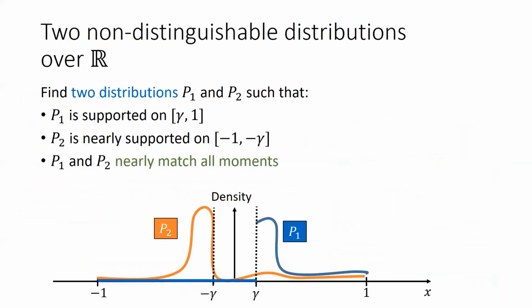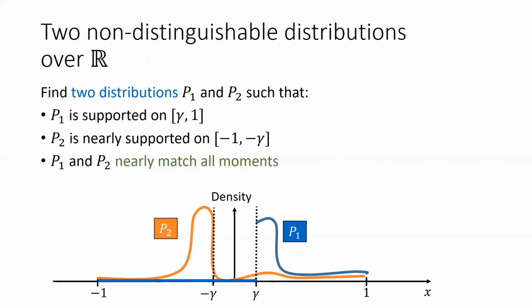Okay, so we'll start by finding two distributions over the real numbers that have two properties that are similar to the previous two properties. So first, their supports are nearly disjoint. And as you can see, the blue distribution is supported on points greater than gamma, while the orange distribution has most of its mass on points less than minus gamma. And secondly, these two distributions match all their low degree moments and nearly match the high degree moments.